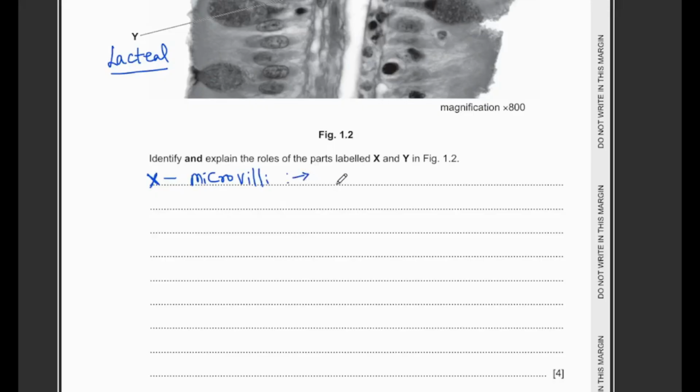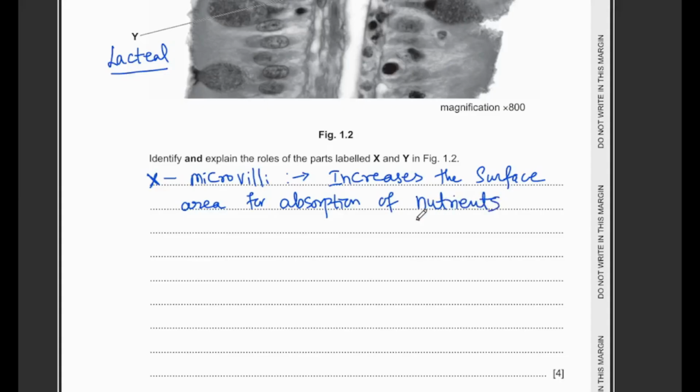What is the role of microvilli? Microvilli increases the surface area for absorption of nutrients. Don't write food here, okay? Write nutrients, because food has already been digested there. Fine. So this is one of the examples here. So we got increase the surface area 1 point and absorption is the 1 point. So that's how we get 2 marks on this.